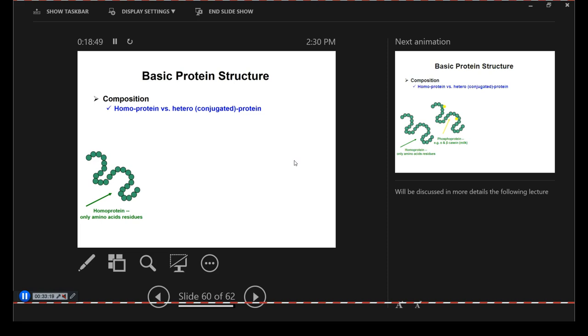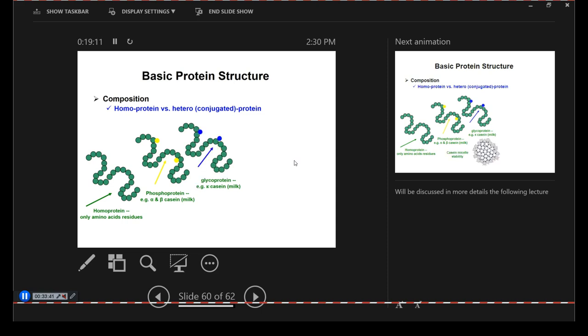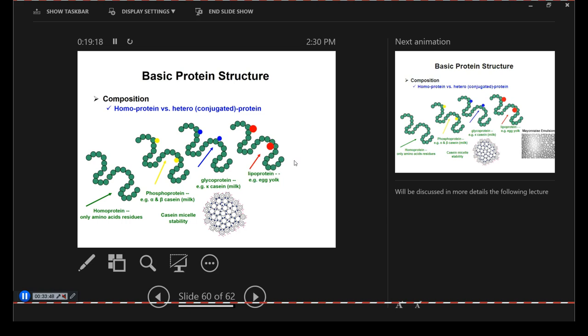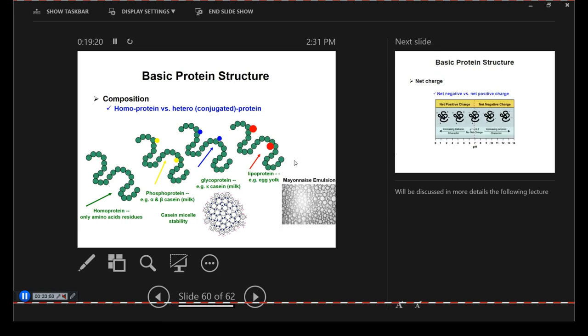Regarding the composition of a protein, you have a homoprotein, that means it's only made up of amino acids, whereas there are heteroproteins or conjugated proteins. One example is phosphorylated proteins. These are alpha and beta casein in milk, which are phosphorylated. There are glycoproteins such as kappa casein, in the example of the micelle, and then lipoprotein in egg yolk that are good emulsifiers.